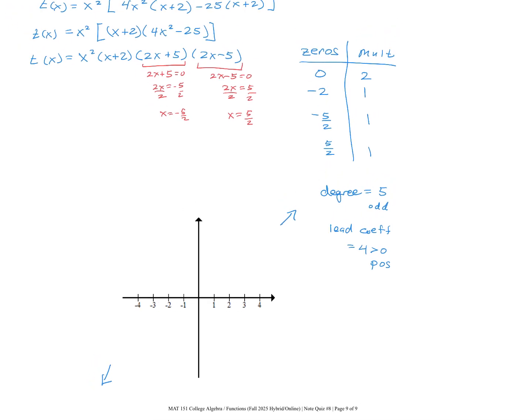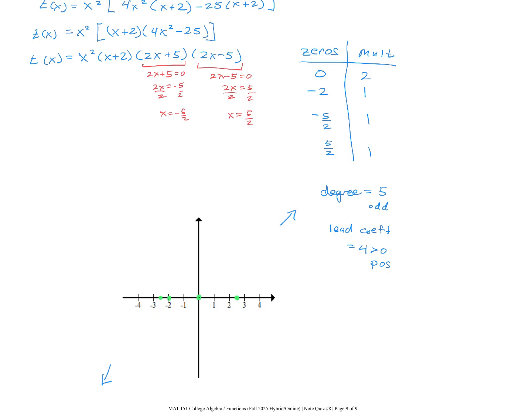So my first 0 happens at the number 0. I have one at negative 2. I've got one at negative 5 halves, which is negative 2.5, which is right there between negative 2 and negative 3. And then my last 0 is at 5 halves, which is positive 2.5. All right, so now we're going to draw the graph of this. And again, we have to make sure we draw a nice, smooth, continuous graph. And we have to make sure we honor those multiplicities.